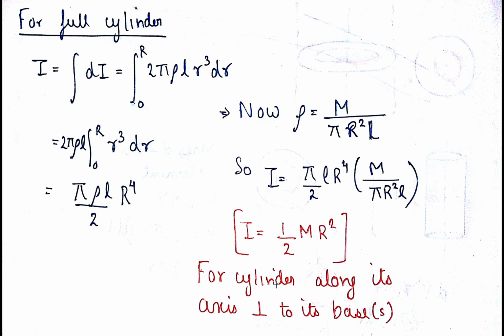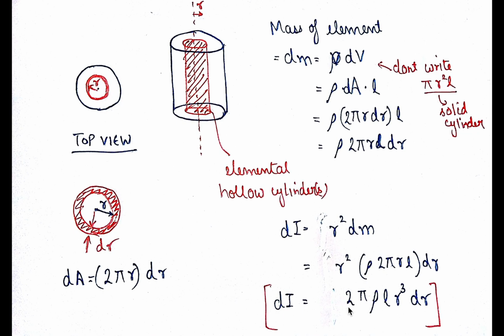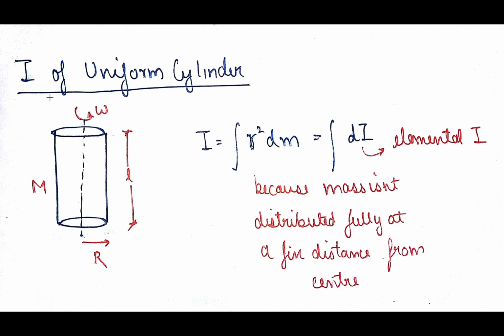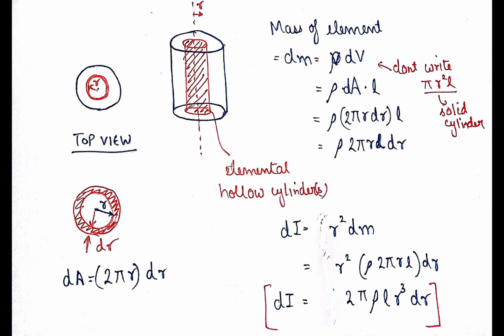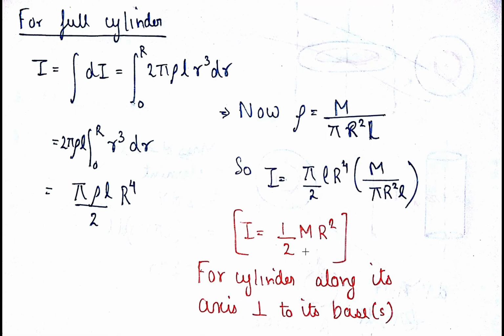So this is the moment of inertia for a cylinder along its axis perpendicular to its base. We are here calculating the moment of inertia of a uniform cylinder about an axis which is parallel to its length and perpendicular to its base. This value equals half MR square, so learn it. This was for the solid cylinder. For a hollow cylinder it's simply MR square, because that's a ring extended upward.